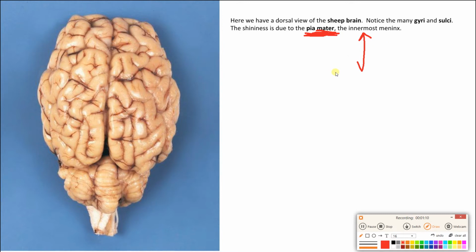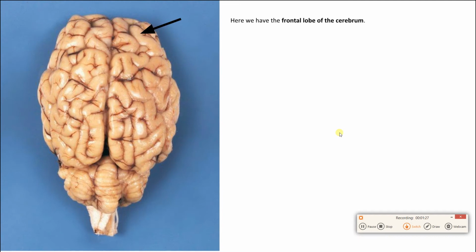So we're going to go through this sheep brain. We're going to look at stuff on the superior view here. Then we're going to flip it over, look at some inferior view stuff. Then we're going to slice it mid-sagittally, look at some stuff on the inside. And that should just about do it. So let's start naming some things.